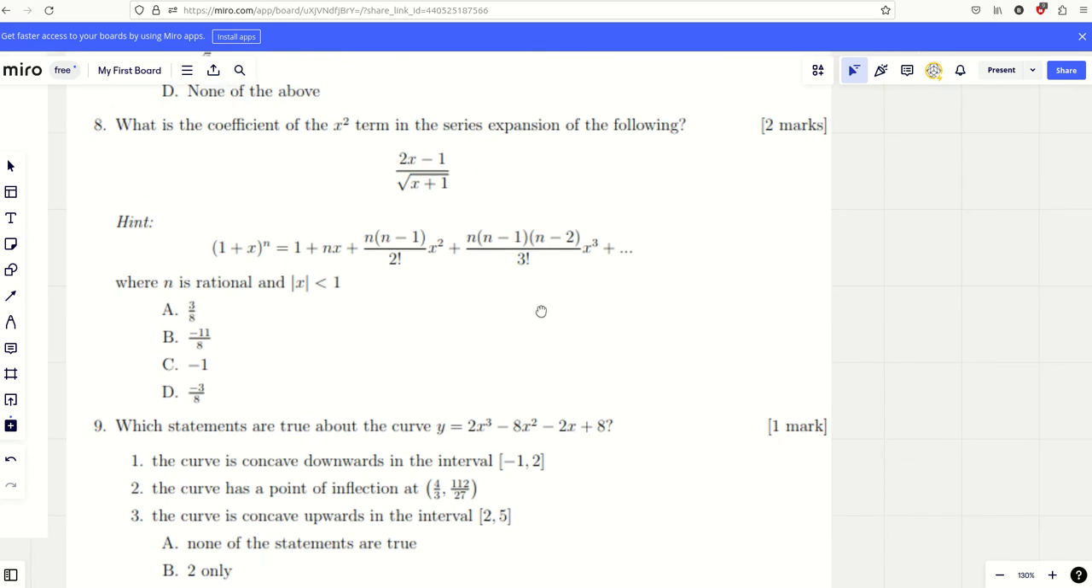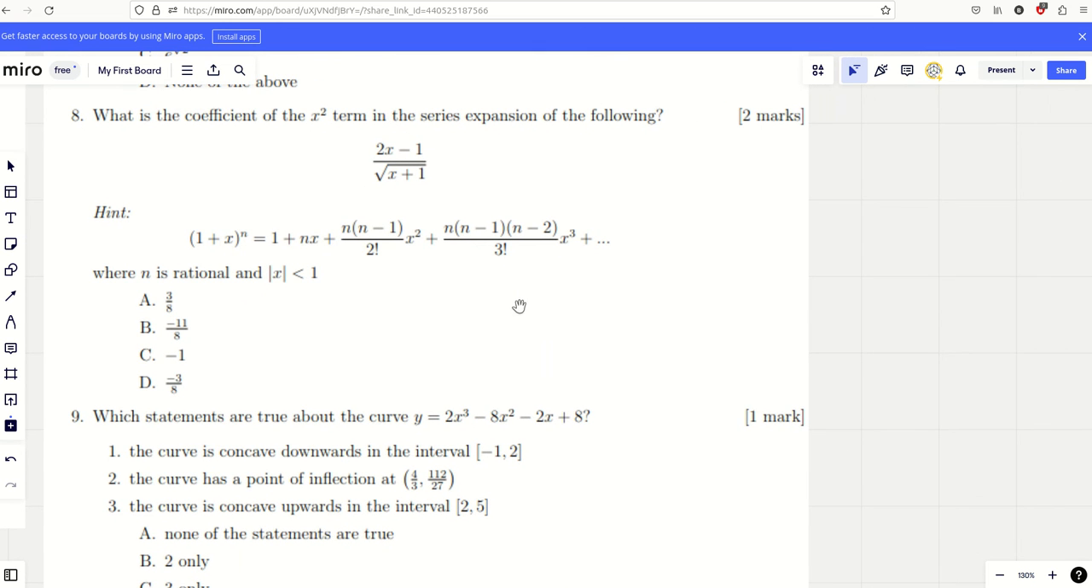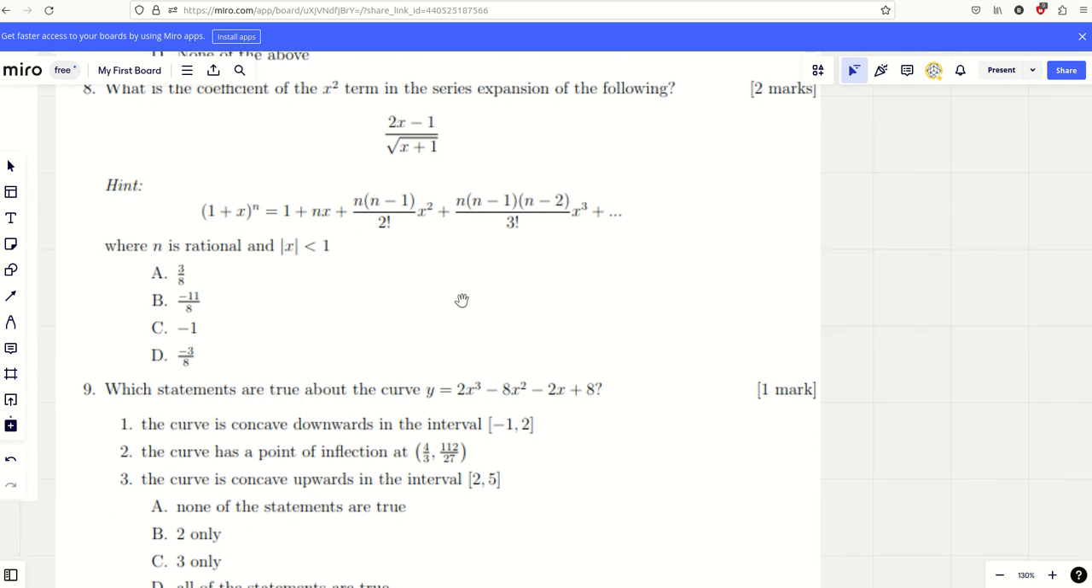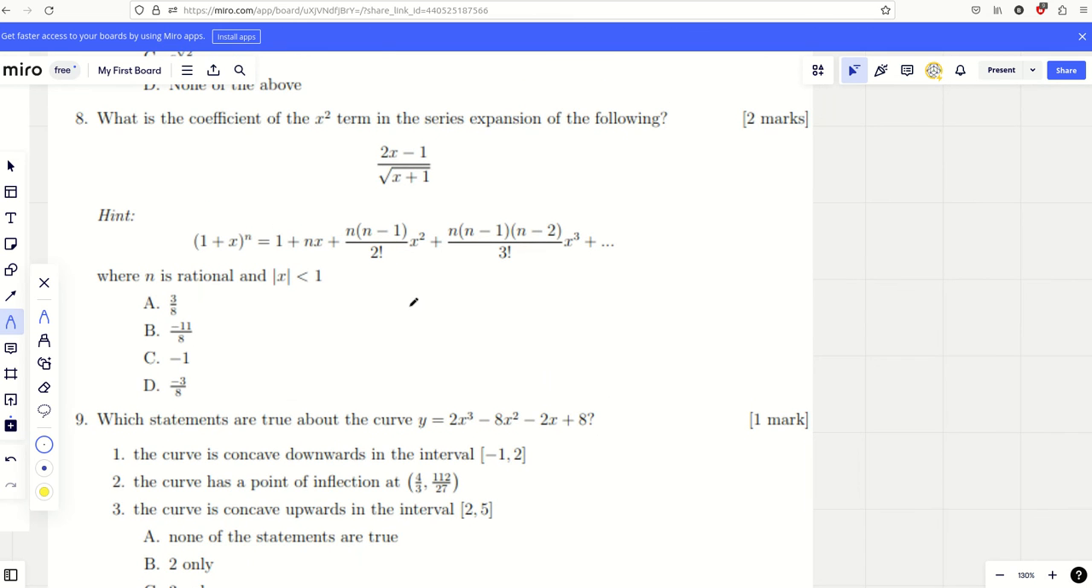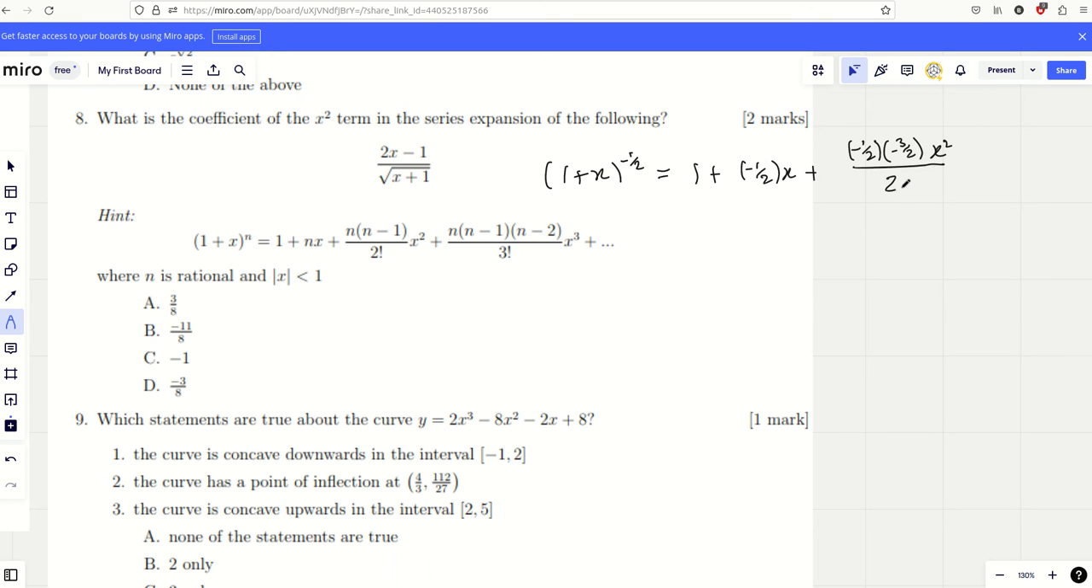Okay, what are we on now? Number 8. What is the coefficient of the x squared term in the expansion of the following? This is a little bit fiddly, really, to be honest. And look, they've given you the formula for it, which is kind. So first thing I did was I looked at 1 plus x to the minus a half, and that equals 1 plus n times by x plus n times n minus 1 times by x squared over 2 factorial, yeah?